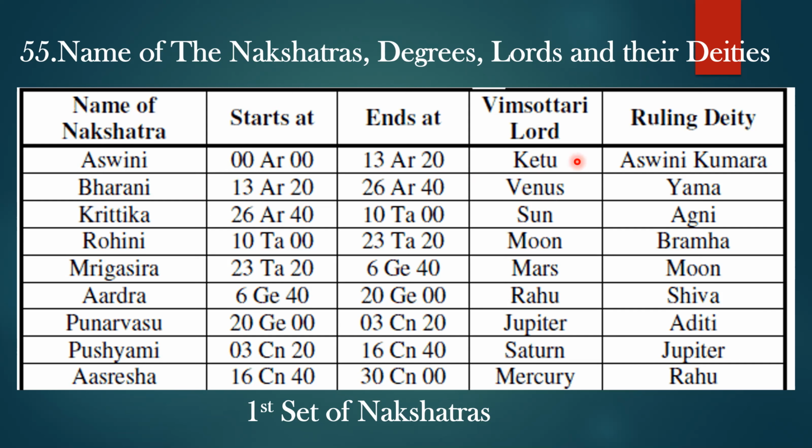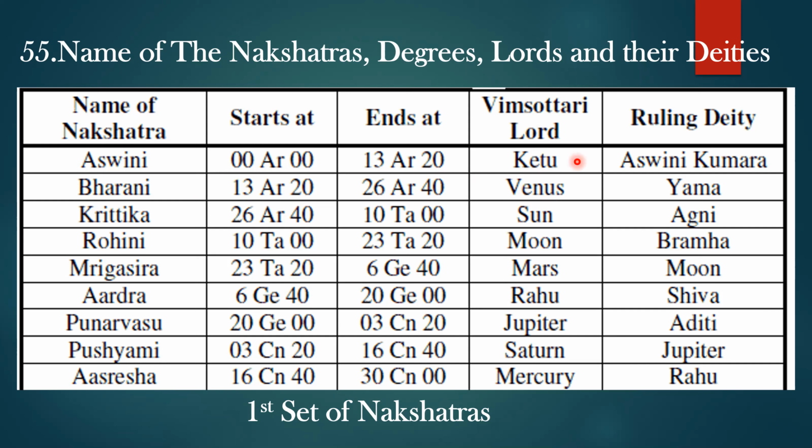First, the Vimshottari Lord, the 120 years period Lord, starts from Ketu. This is the set which is given by the Maharishis. Ketu rules first, second Venus, third Sun, Moon, Mars, Rahu, Jupiter, Saturn, Mercury. I'm going to read it again.